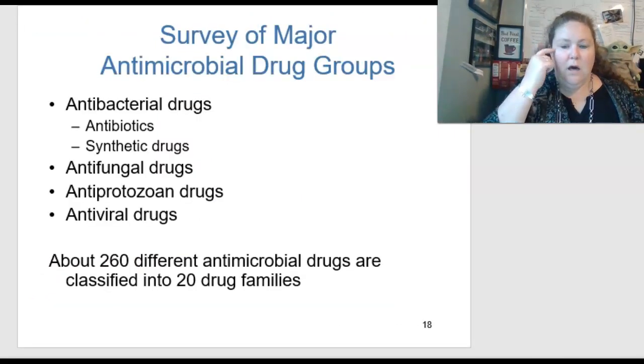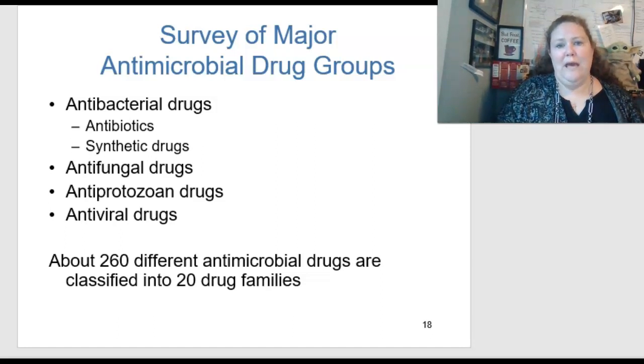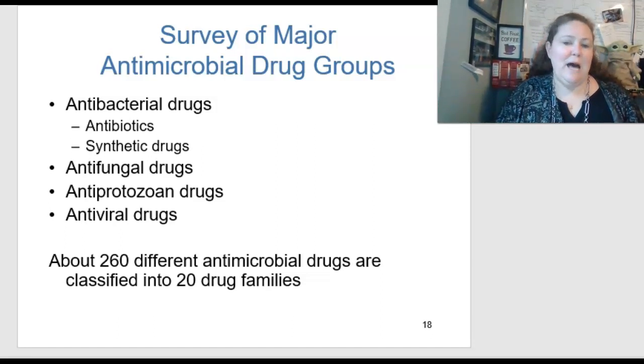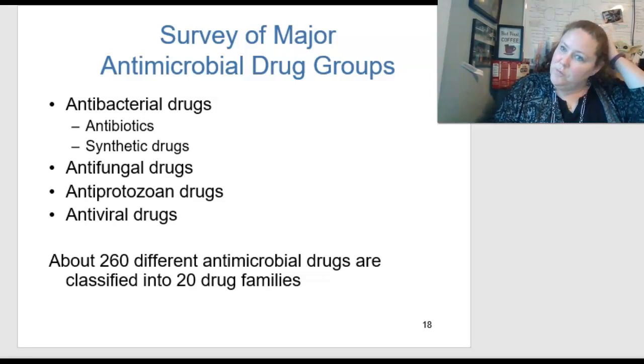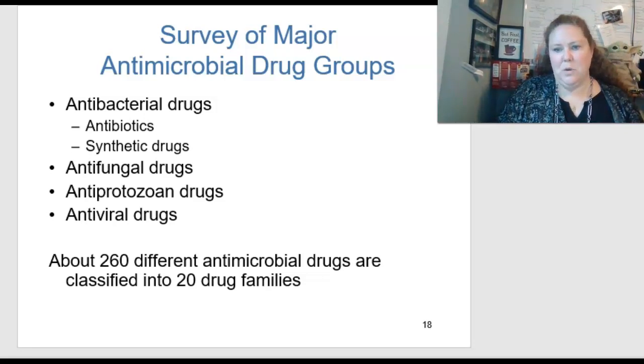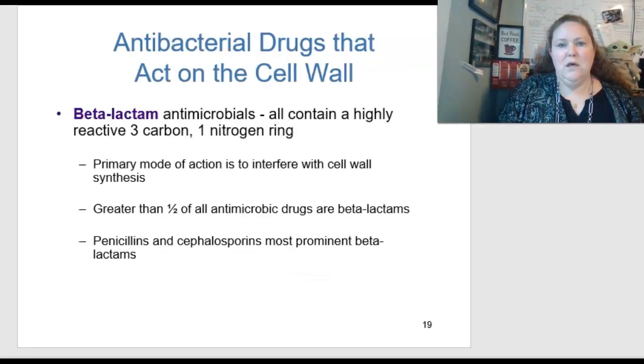All right. So when we look at the major antimicrobial drug groups, we have antibacterial drugs such as antibiotics, which can be synthetic drugs. We have antifungal drugs, we have antiprotozoan drugs, and we have antiviral drugs. So they're kind of named for what they do. There are about 260 different antimicrobial drugs that are classified into 20 different drug families.